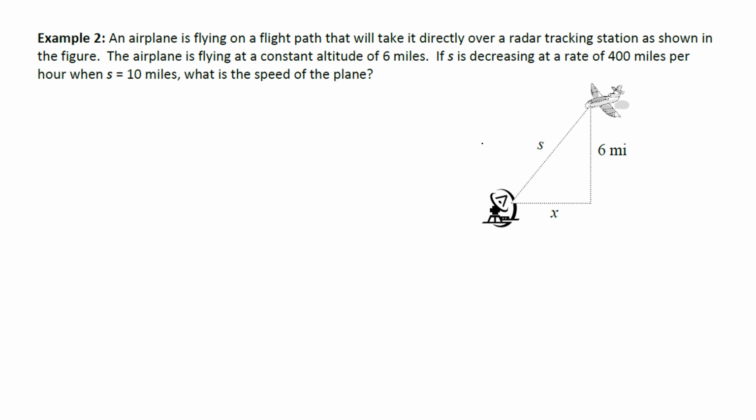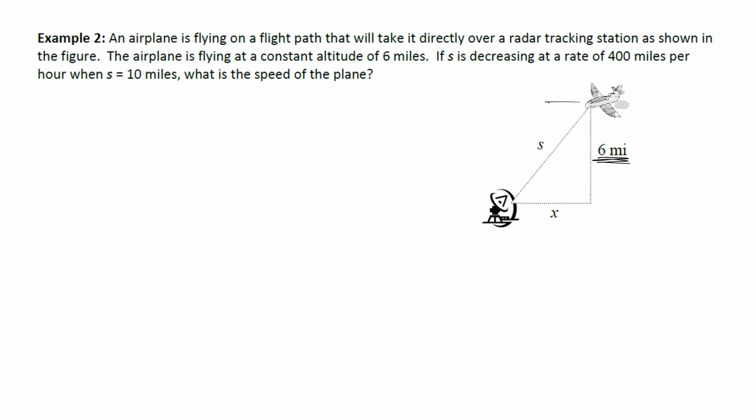Okay, so this one's nice. It gives us a little picture right away. There's an airplane flying on a flight path that will take it directly over a radar tracking station, as shown in the figure. The airplane is flying at a constant altitude of 6 miles. So this is constant, which means it is not changing. We can fix it at 6. We do not need to worry about any rates of change of the height, because it told us it's constant. If s is decreasing at a rate of 400 miles per hour when s is equal to 10 miles, what is the speed of the plane?